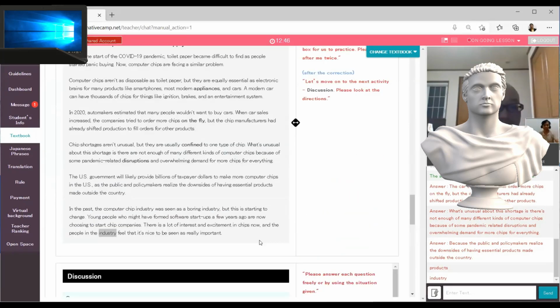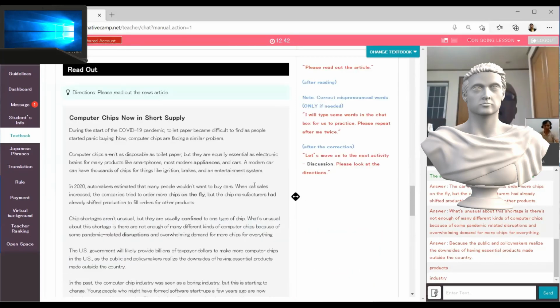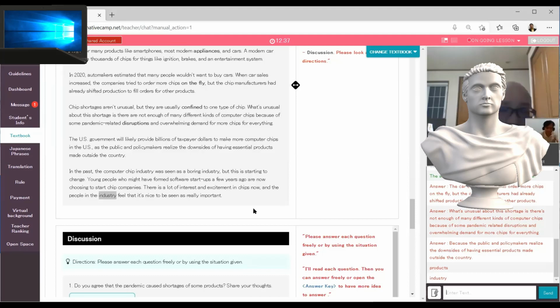Do you have any questions with the article so far? I have a question about the downsides. Downsides. Okay. This is the fifth paragraph. Yeah, that's right. The public and policymakers realize the downsides of having essential products made outside the country. This means like a side effect, or the disadvantages of having other products coming from other countries. Like you depend on other countries because they're the ones supplying it. Isn't it like Taiwan? Taiwan is a supplier of chips. So like the Philippines, we just depend on chips from other countries. So it's a big disadvantage actually.